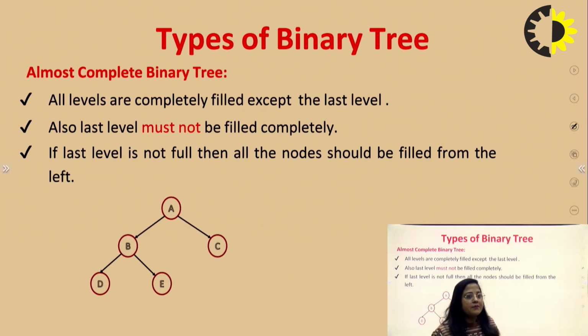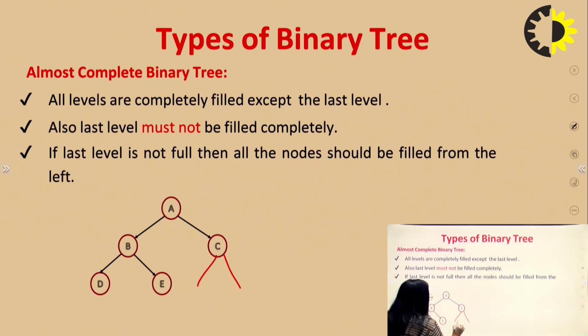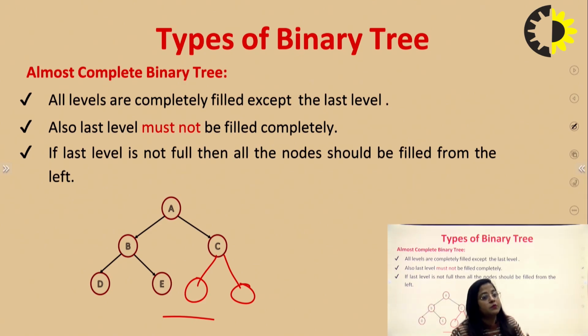Now coming to the next type of binary tree, that is the almost complete binary tree. An almost complete binary tree means all levels are completely filled except the last level. Also the last level must not be filled completely. If the last level is not full, then all nodes should be filled from the left. It means if we create the tree, we can also fill the last level completely. So this is also an almost complete binary tree, but if we create a new level, then it must be filled left to right.